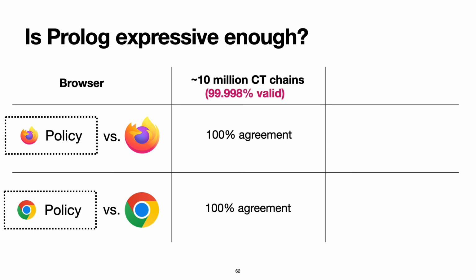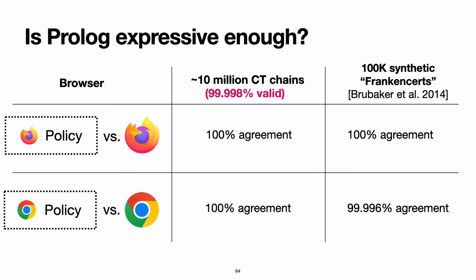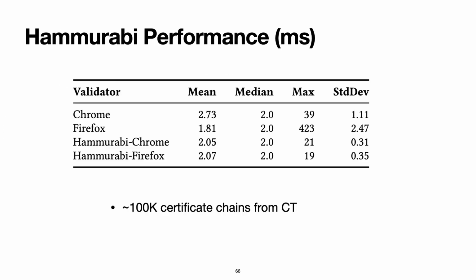Unfortunately, these certificates provide incomplete coverage, since most are considered valid. To address this, we generated 100,000 synthetic certificates using the Frankensearch fuzzing technique. Now, Hammurabi Firefox and native Firefox agree on the validity of all such Frankensearches, but Hammurabi Chrome and native Chrome disagree on the validity of 4, caused by a parsing error in native Chrome. Performance is not a focus of the work, but broadly speaking, we found that the validation times of browsers and Prolog policies are in the same range, a few milliseconds. For more details on performance, I'll refer you to the paper.